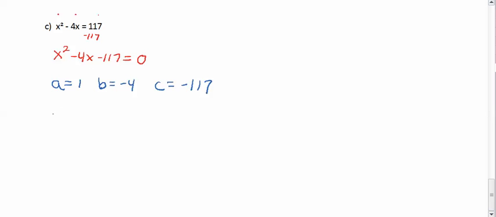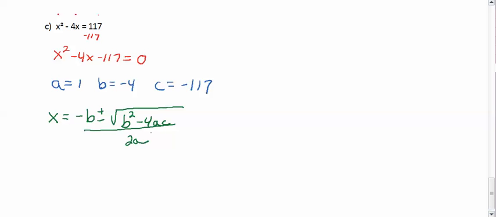Next part, take your formula, and I'm going to write it again one time. Negative b plus or minus the square root of b squared minus 4 times a times c all over 2a. And I like to write it over and over and over again so I don't forget.